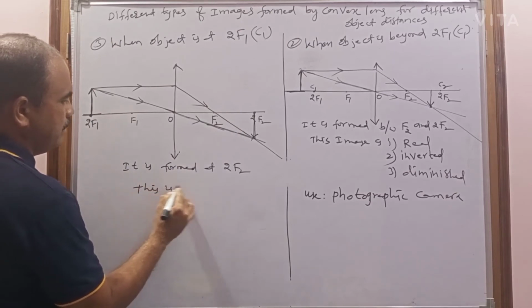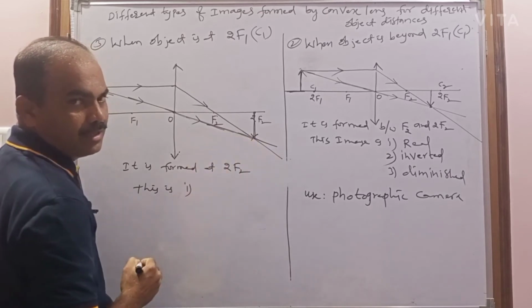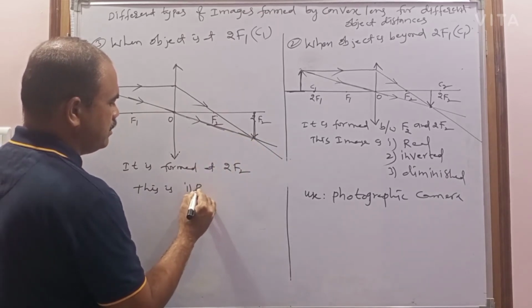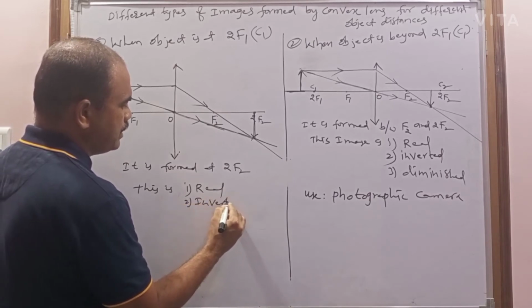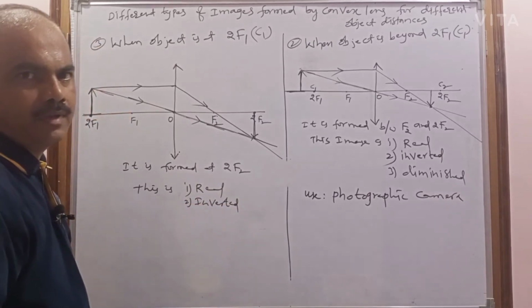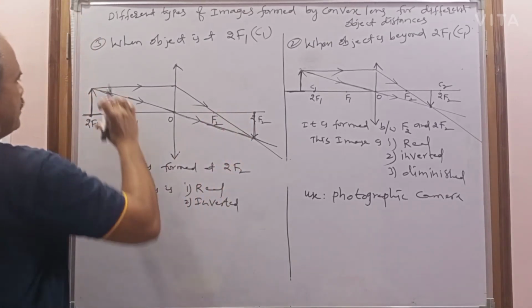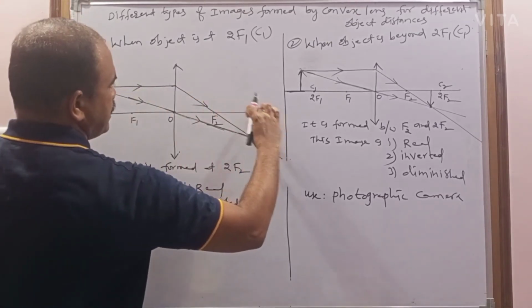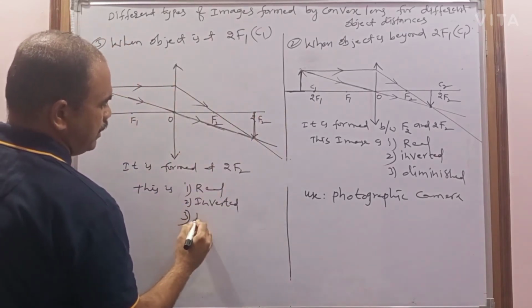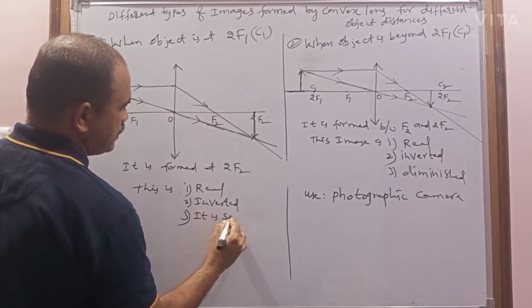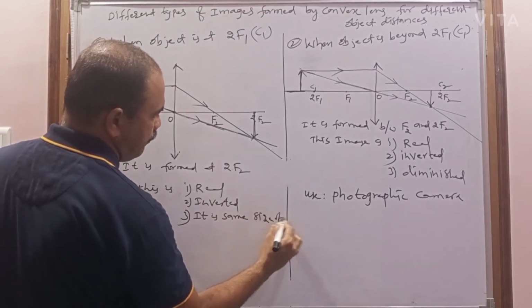Next, what type of image is this? First, it is formed because of the real intersection of the refracted rays. That's why it is a real image. Second, it is an inverted image. Now coming to the size, you can compare the size also. The size is the same, so it is the same size as the object.